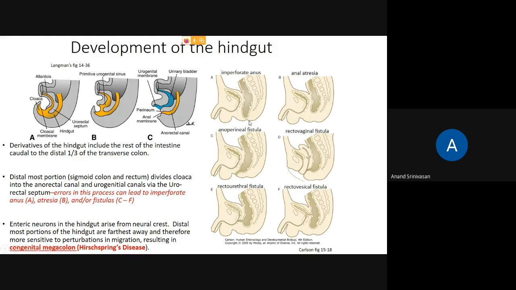Imperforate anus, where the anal puckering is coinciding, the upper anal canal is formed but the lower anal canal is not formed. Here the anal canal is completely absent, which is anal atresia. Then anoperineal fistula, rectovaginal fistula, rectourethral fistula, and rectovesical fistula.